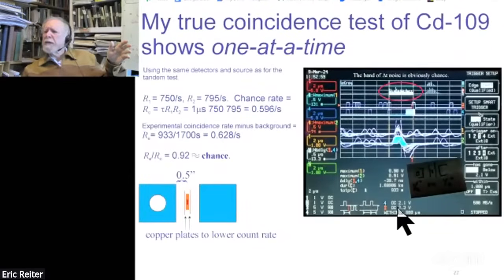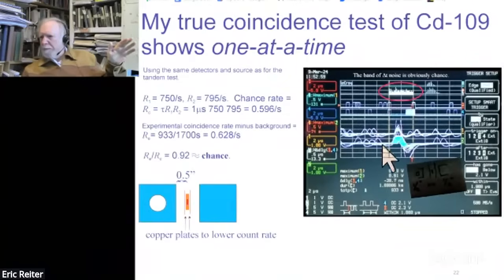And so this is the LaCroix fancy oscilloscope screen. And this is a test of the true coincidence. And here's the band of noise that indicates it emits one at a time. I have the source in between the two detectors, the way everybody else does. So I'm showing that test.